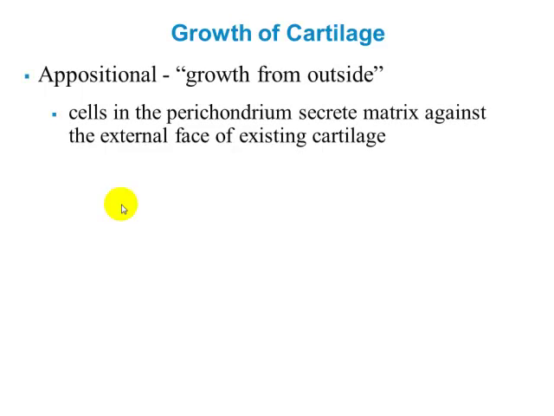One is called appositional growth, and this is growth from the outside. What you can imagine happening here is that the cartilage is surrounded by the perichondrium. That perichondrium on its innermost layer has lots of chondroblasts. Those are cells that can actually create more cartilage. They can lay down the matrix of cartilage. So that growth is occurring from the outside. It's like adding layers of paint onto a wall. Eventually that paint gets thicker and thicker.